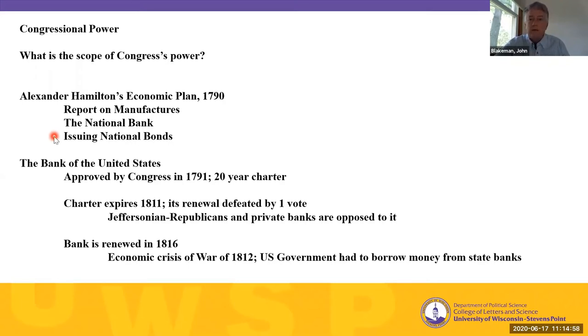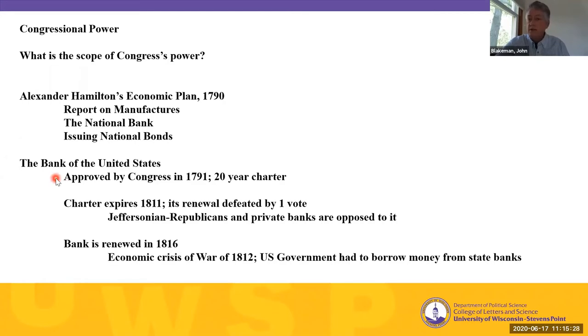Also, Hamilton argues for the national government to issue national bonds and to pay off the war debts from the state governments. And as Hamilton saw it in 1790, there's no national currency yet. The US dollar, the famous greenback, really hasn't been invented. And a national bond system would help create a national currency. Anyway, so the Bank of the United States, that's what we're going to focus on now.